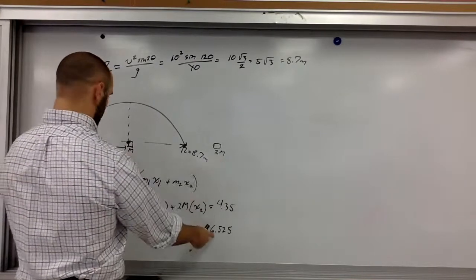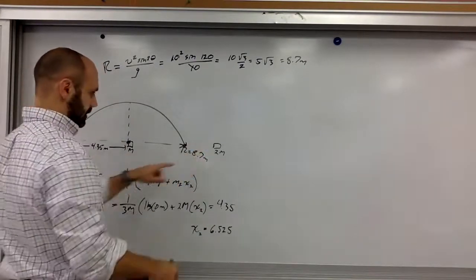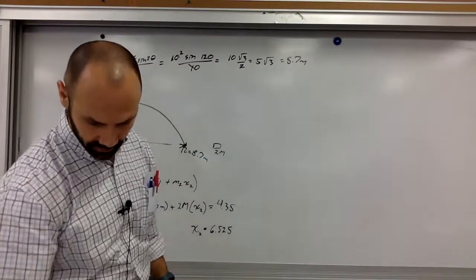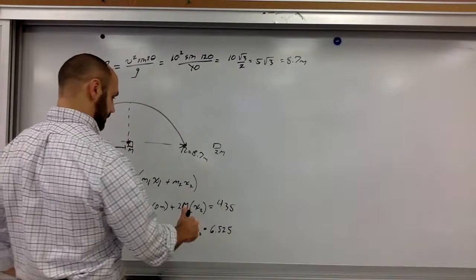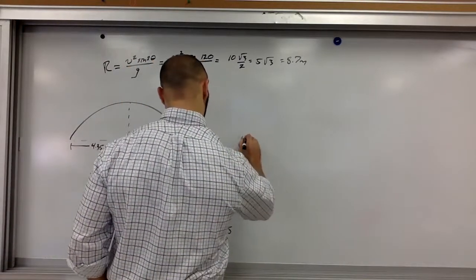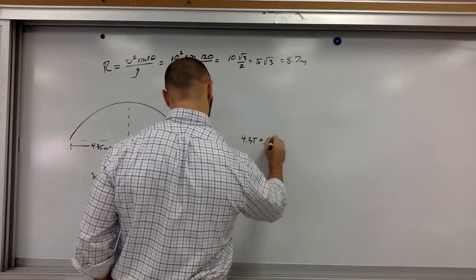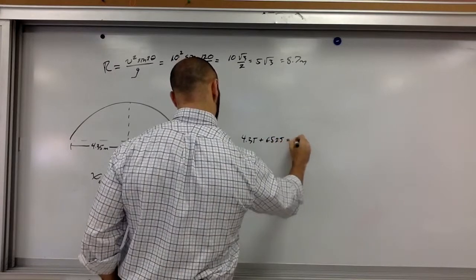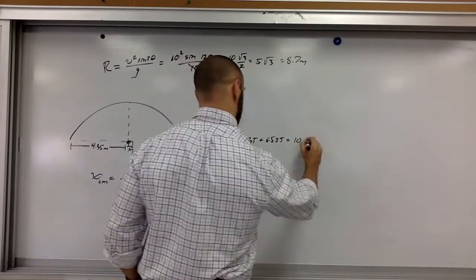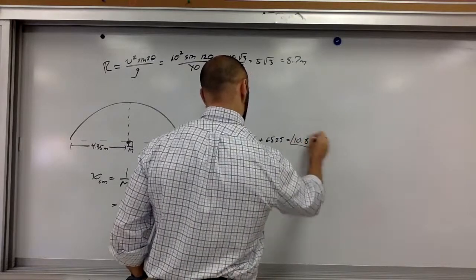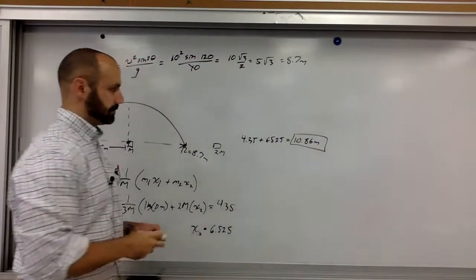So then I add that to this, and that'll give me where it lands from the place it was initially shot. Right? So this 4.35 plus 6.525 comes out to about 10 point something meters or so. Okay.